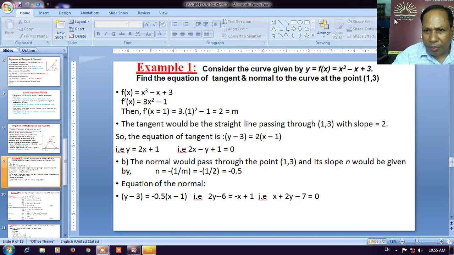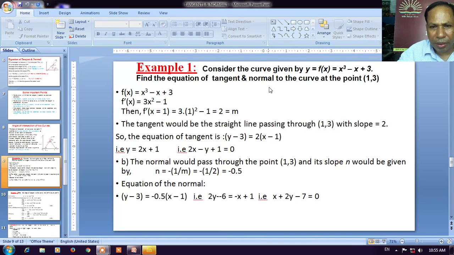Now with this much theory, we'll discuss some of the problems on tangents and normals. So whatever theory portion we have discussed about the slope of a tangent, slope of a normal, equation of tangent and equation of normal, on this basis we'll solve some of the problems.